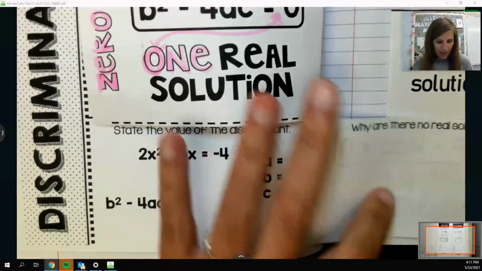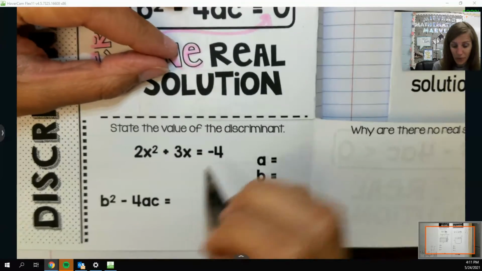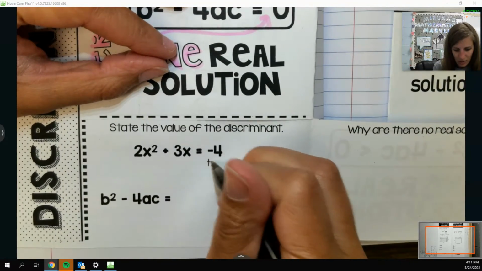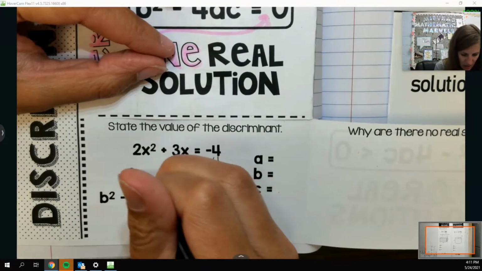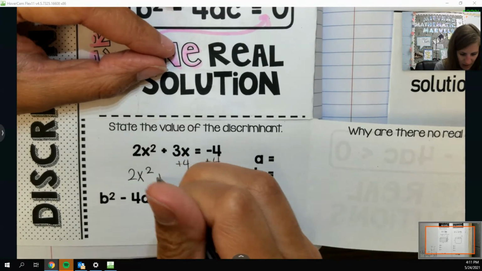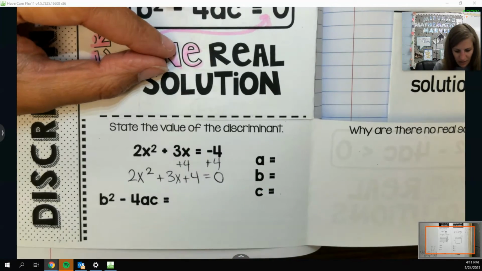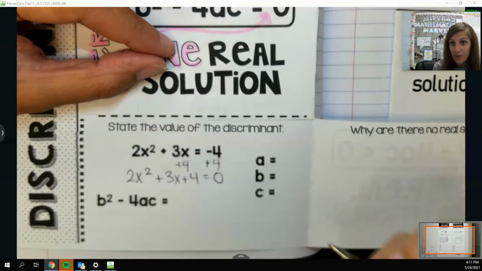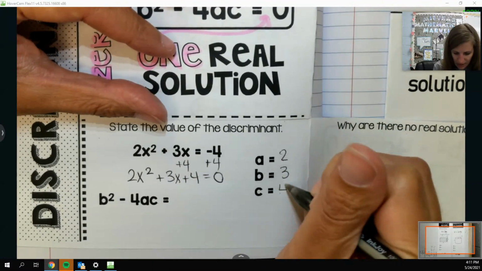So if we open this up and try it out, I have to be in standard form and equal to 0. So I have to add that 4 over. And it's not like terms with anybody, so we're just going to write this all out. So 2x squared plus 3x plus 4 equals 0. And then I can find my a, b, and c. So a is 2, b is 3, c is 4.